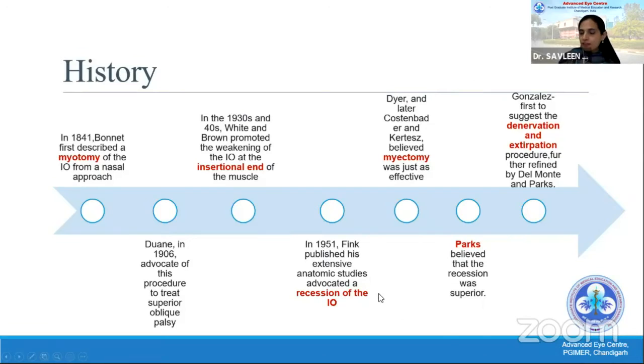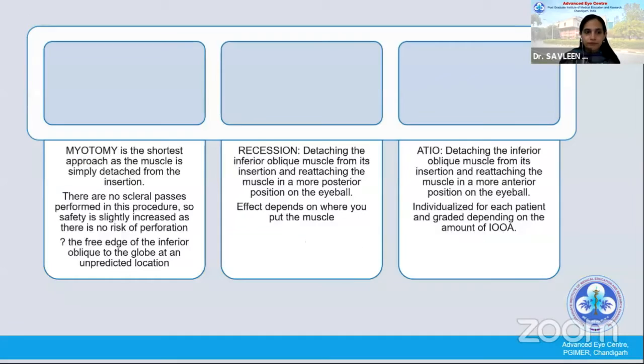Fink and Parks are the two people who have described recession of the inferior oblique, and those are the two most popular procedures that have been followed. Later on, myectomy was also described as just being effective, and Gonzalez et al., further supported by works of Del Monte and Parks, described denervation and extirpation surgery, which in my opinion now is not frequently being done.